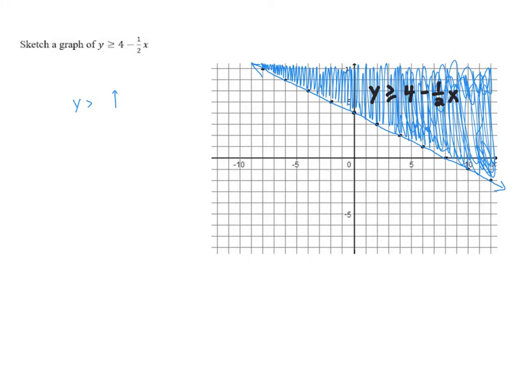If it had been y is just greater than, but not equal to, this would be different in that there would be a dashed line. And if it was y is less than, or y is less than or equal to, we would have shaded the part below. So the inequality itself tells us both which side we're going to shade, and also whether it's going to be a solid line or a dashed line.